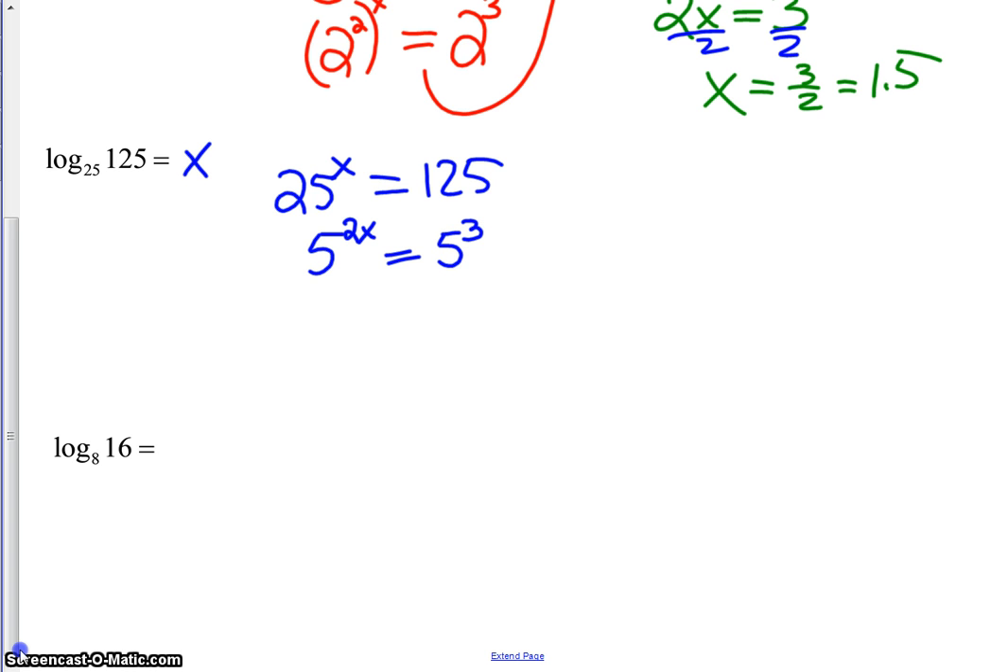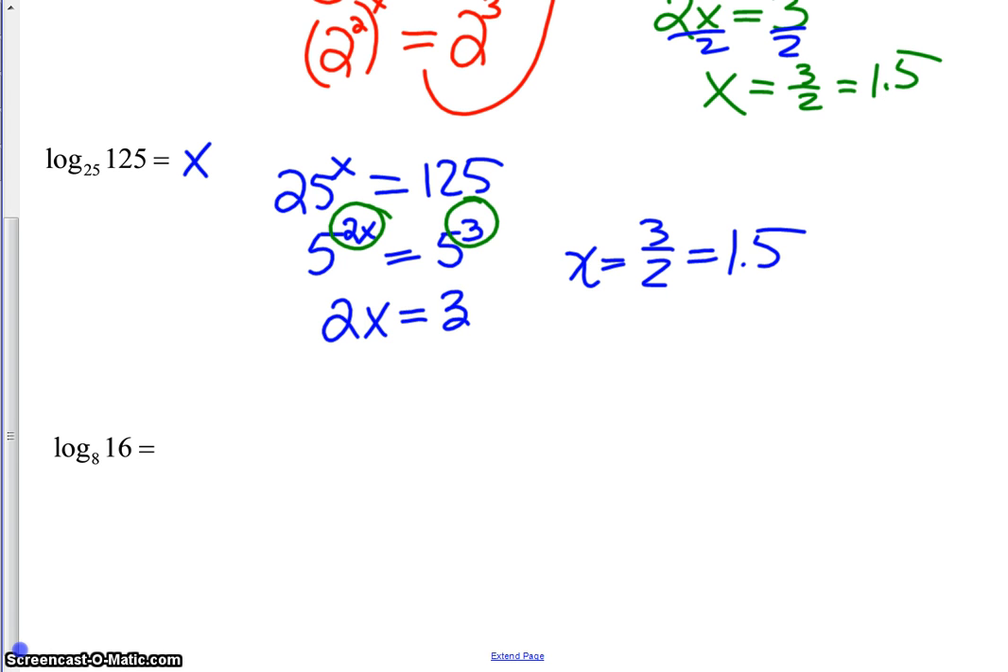So now, again, my bases match, which means my exponents must be equal. 2x must equal 3. Therefore, my x must equal, again, it just happens to be 3 halves, or 1.5. One final example here. So log base 8 of 16 equals x. So I'm going to say to myself, 8 to the x power equals 16.